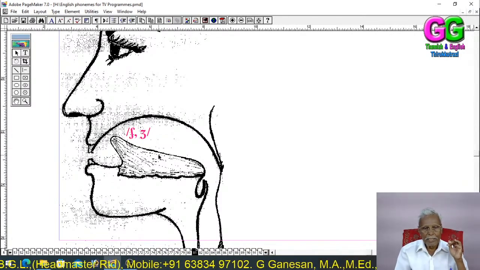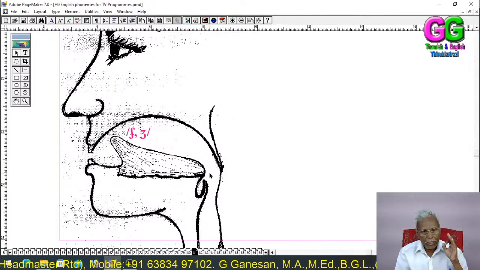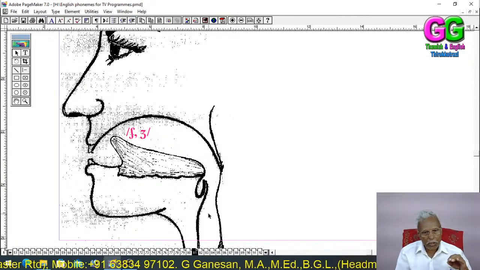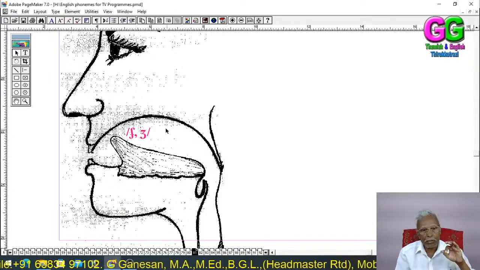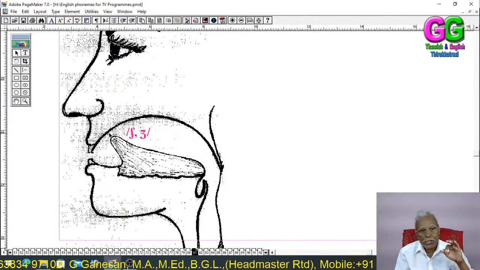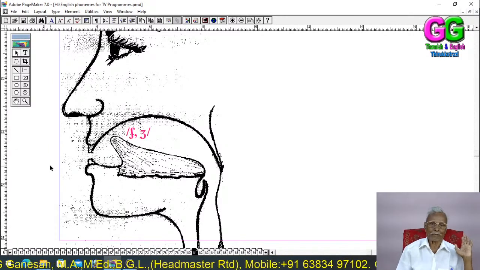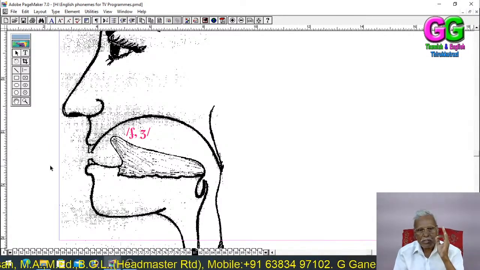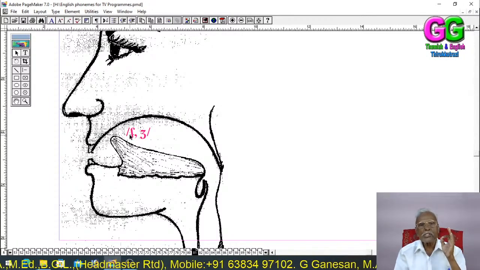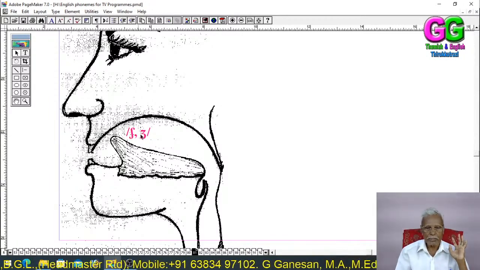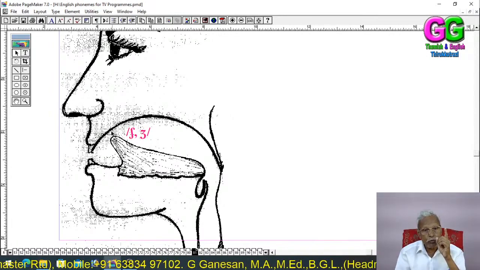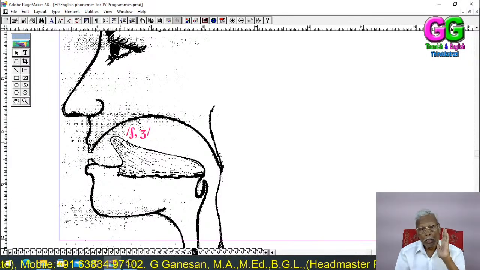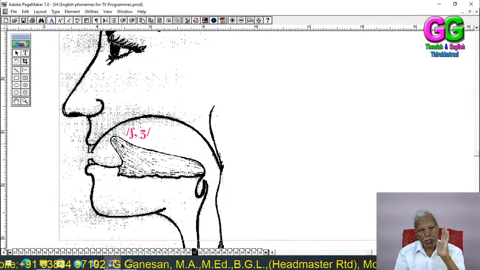and we should allow the air pushed out by the vocal cords to escape through this space and come out through the mouth. This is the way how the phoneme is produced. That is, first the tip of the tongue should be raised towards the hard palate, not make it touch it, towards the hard palate.